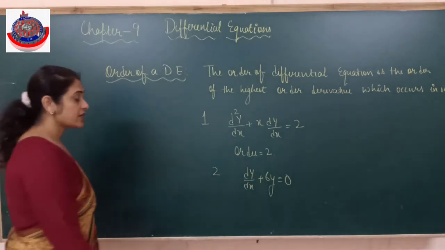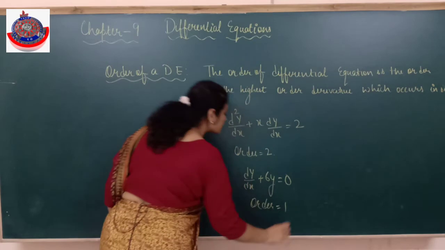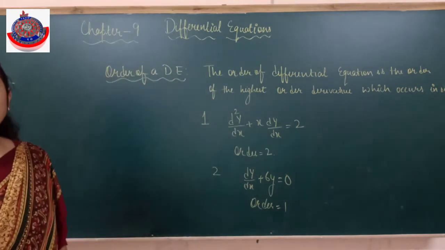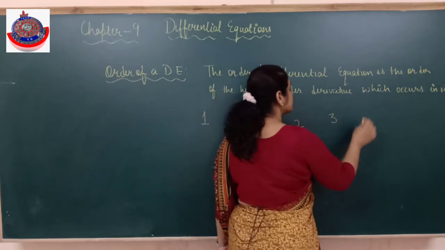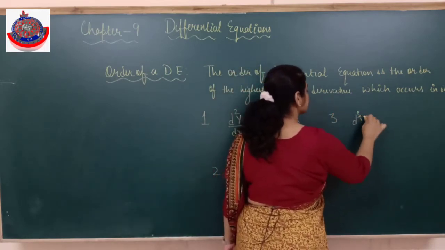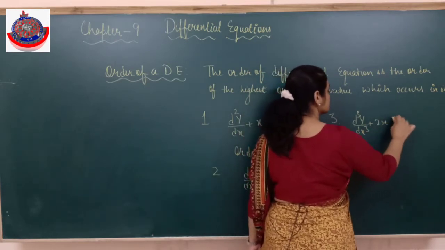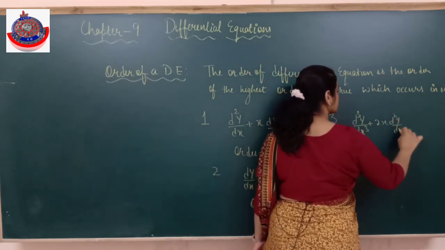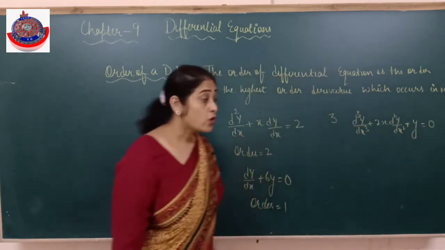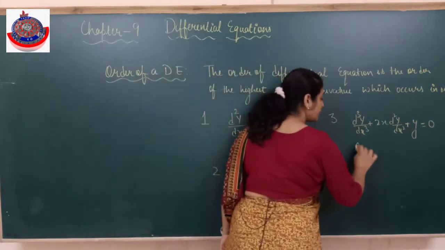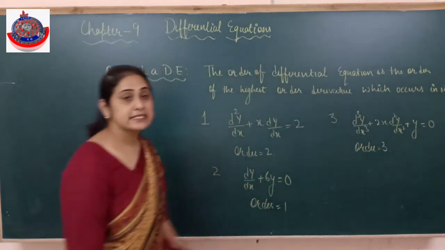If I say this, what is the order of it? Highest order derivative. कौन सा first derivative involved है इसके अंदर? So order is 1. Is it clear? Order is 1. If I say this is there, so what is the order of this? Highest order derivative is 3, third order. So order is 3. Is it clear?